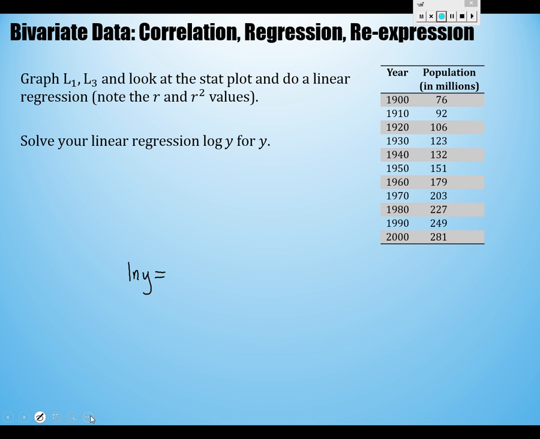I don't remember what the values were on my calculator. 0.01. You did ln too? Yeah. Okay, so what is it? 0.0128x plus 4.39, rounded. 0.0128? Yeah. Okay. All right, how do you solve that for y? Go ahead, Sophie.